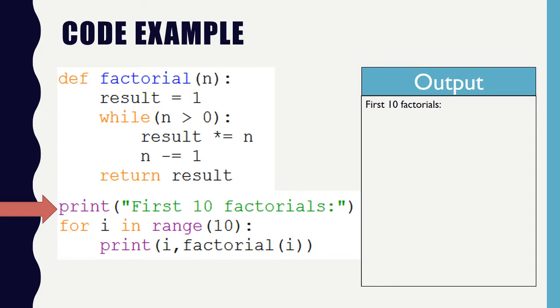Next, we print the first 10 factorials on the screen. And by that I mean the literal string. And then we go into the for loop. i becomes 0 because we're looping through a range from 0 to 9. And I've replaced all of the instances of the variable name i with a 0. We come down to the print function, and we're printing out 0 and the factorial of 0.